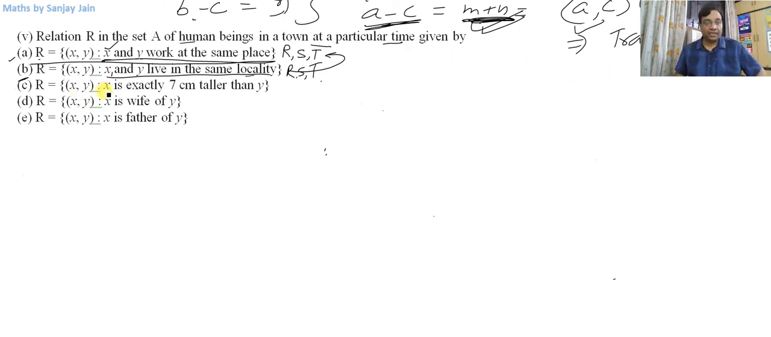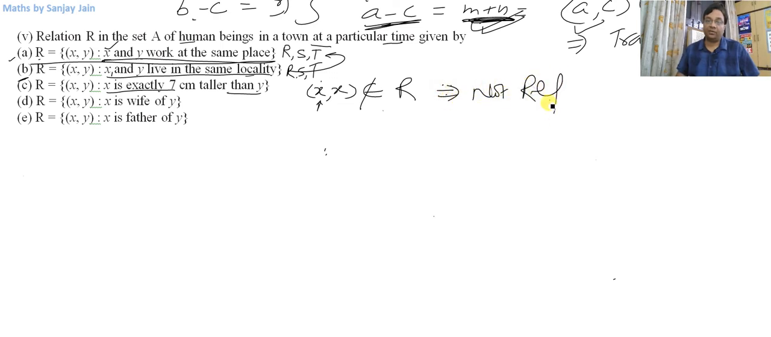Now this part, x is exactly 7 centimeter taller than y. So if x is exactly 7 centimeter taller than y, then this element x comma x cannot belong to the relation R, because x cannot be 7 centimeter taller than himself. So it doesn't belong to this relation R, hence I can say it is not reflexive.